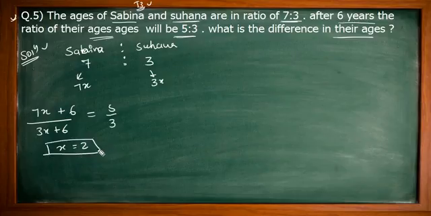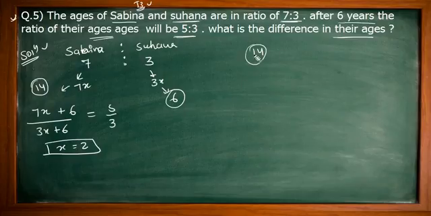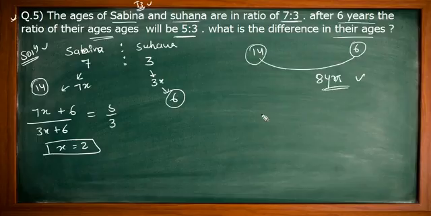Put the value of x here, so it will be 3 × 2 that is 6, and 7 × 2 that is 14. 14 and 6 are the ages of Suhana and Sabina, and the question is asking what is the difference between their ages. So one value we got is 14, and the second is 6. So the difference between 14 and 6 is 8 years. So this is your answer.